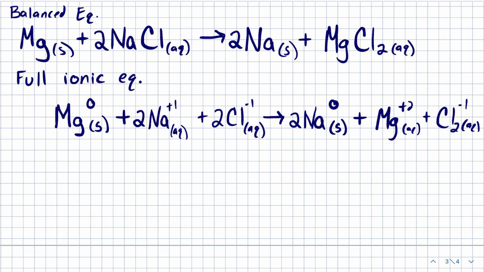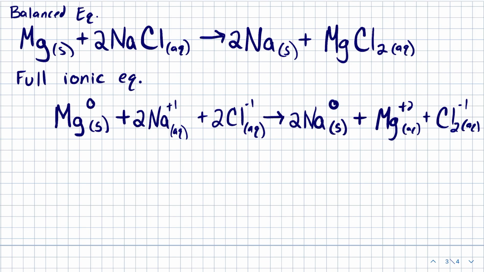So when I look, for example, I can see that magnesium, I have a magnesium neutral over here and a magnesium ion over there. So that means that the magnesium is going to stay. It's not going to cross out. When I look at sodium, I have a sodium ion over here, and I have a sodium neutral over there. So again, they're not identical, so they don't cancel out.